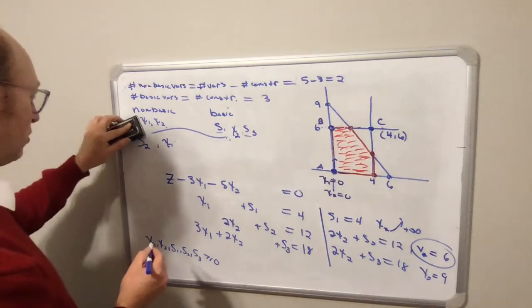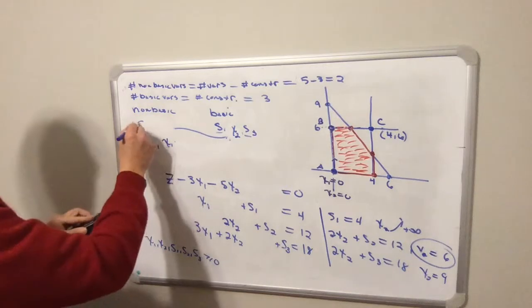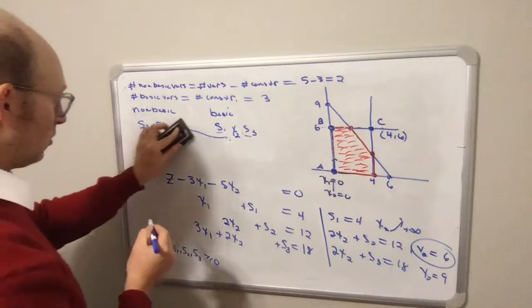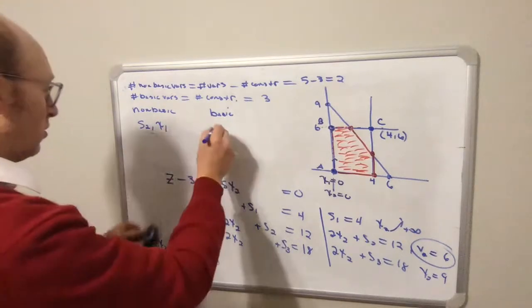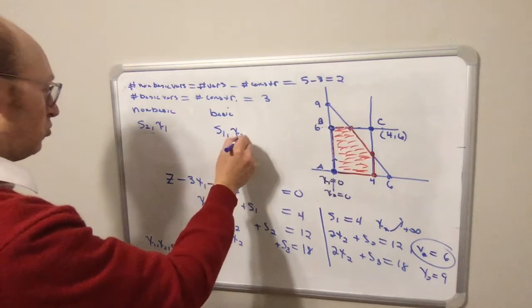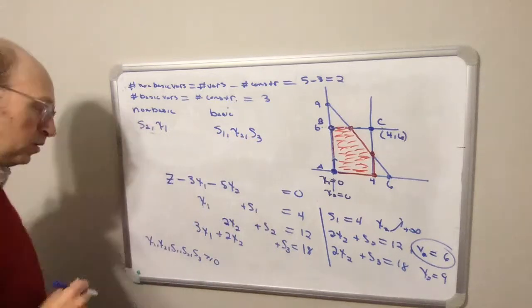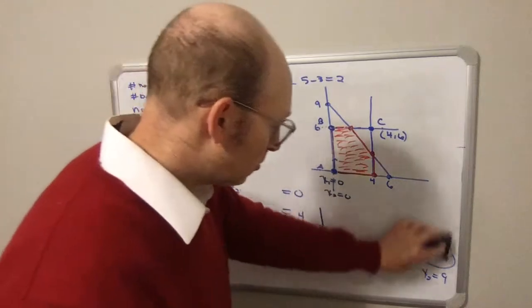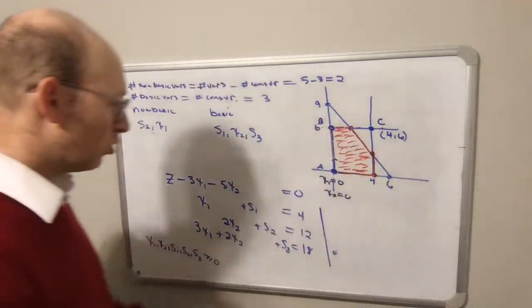I'm sorry, right here. It's the s2 and x1 and s1, x2, s3. All right, so we have one key step to do, and this is the hardest step.